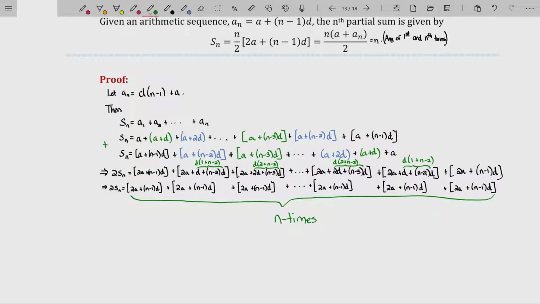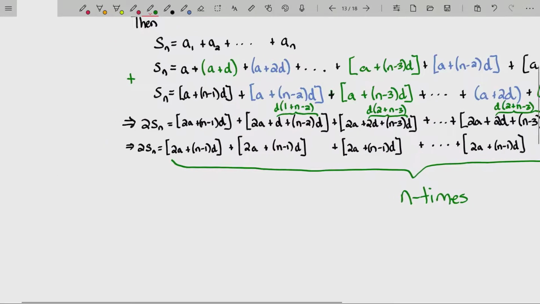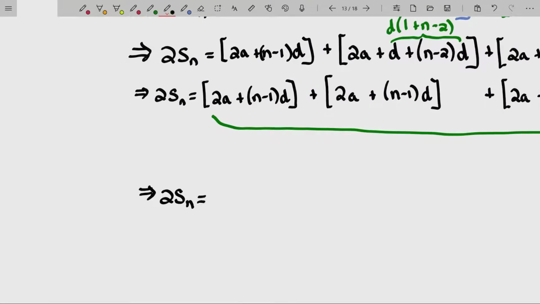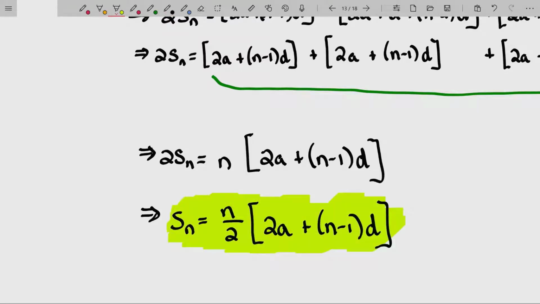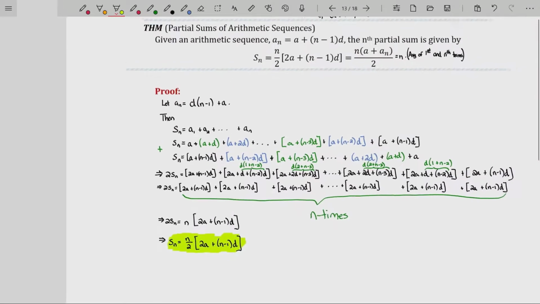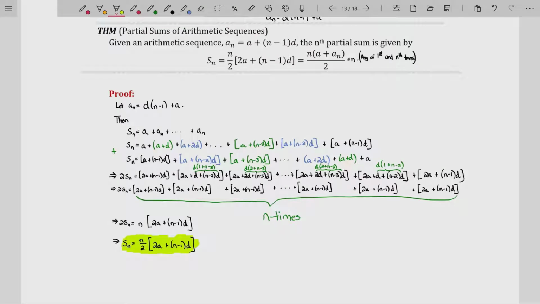Well, if I'm adding a number to itself n times, that can be compressed down to be n times that number. And now divide both sides by 2, and you get the wonderful formula that we now know: the summation up to the first n terms of the sequence will be n over 2 times the quantity 2a plus n minus 1 times d. That is the proof for that first formula.